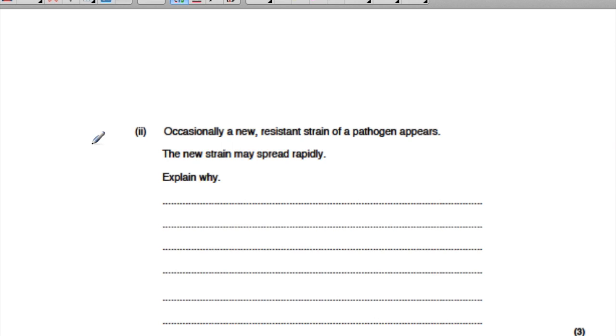Okay, the final part to question 2. Occasionally a new resistant strain of a pathogen appears. The new strain may spread rapidly. Explain why. 3 marks, so we're looking for 3 solid points to get those marks. So the first point I would make is that there is variation within the population, and that some of these will be resistant to the antibiotic. Okay, so there's your first mark.